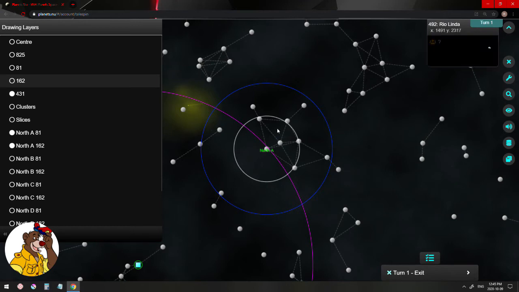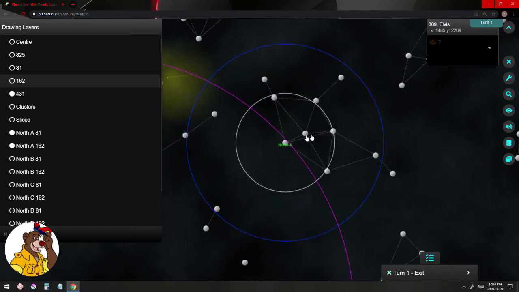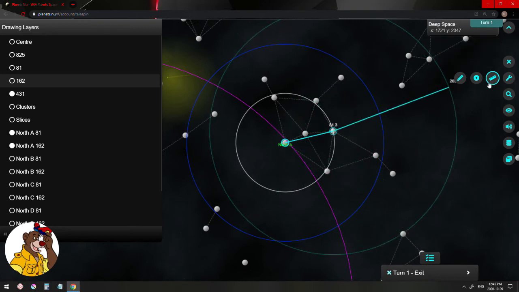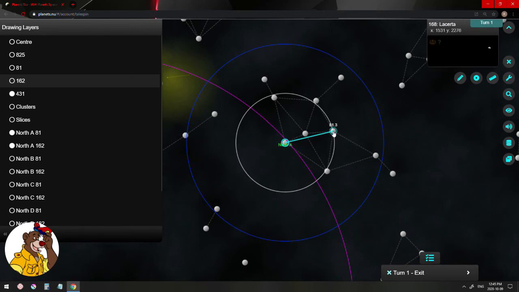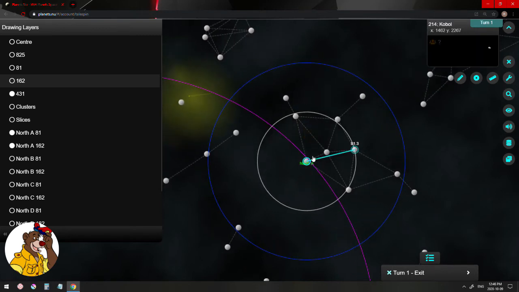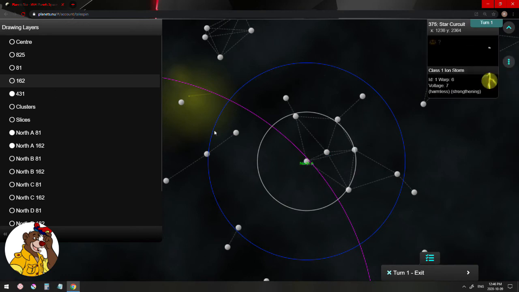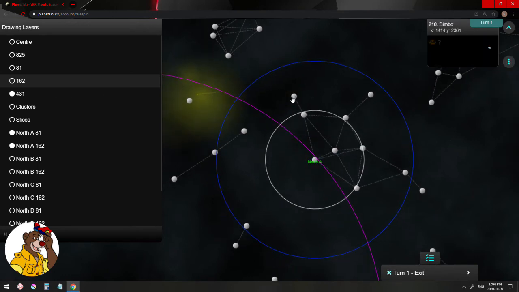a 162 light year radius. And I'm counting the planets. One, two. That one there is difficult to tell because it's on the line. So if I use the measure tool, it is 81.3. So I would still count that one as being in the middle, as a very close planet because it is below 81.5. I'm not entirely certain on that, but generally I find that it goes up to 81.5. And then I count out here in this ring, 1, 2, 3, 4, 5, 6, 7.